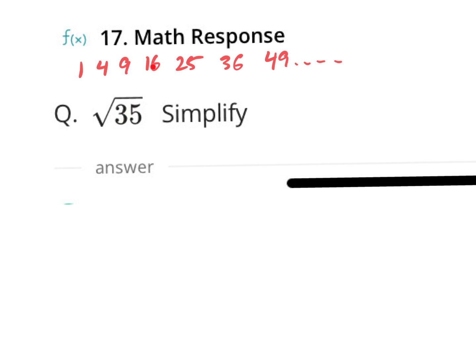No, it won't work. 16 times something? No. 25 times something? No. So you cannot rewrite it with multiplication to get a perfect square number. So simplify the square root of 35. That is exactly the same thing, square root of 35.